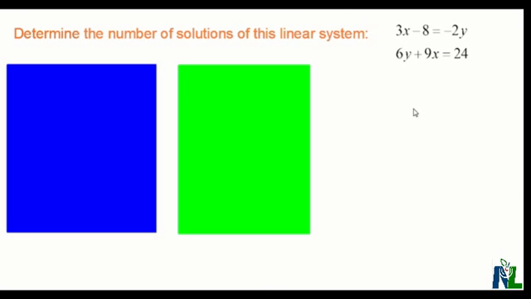Let's consider this particular system. First, I'm going to rearrange both of these equations. I'm going to get them into y equals mx plus b form. This way I can compare their slopes and y-intercepts.